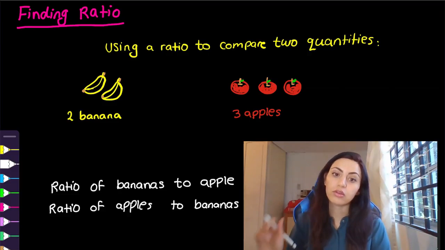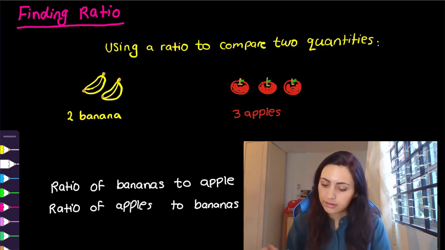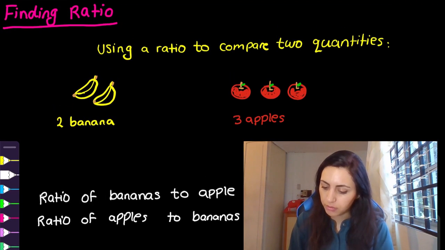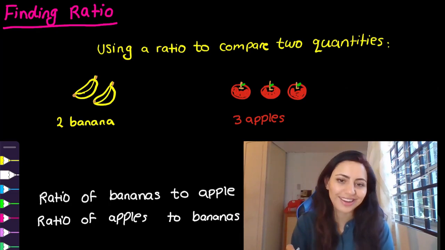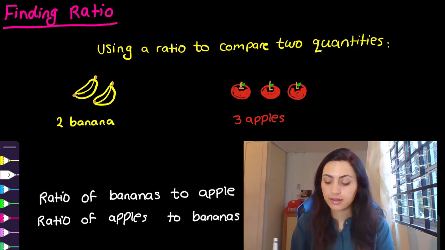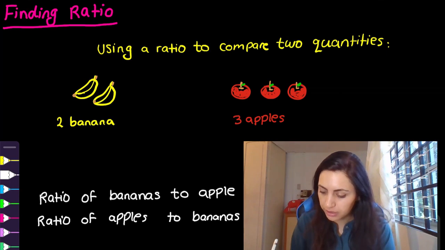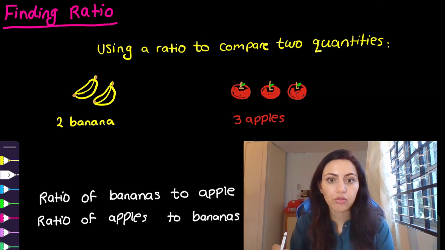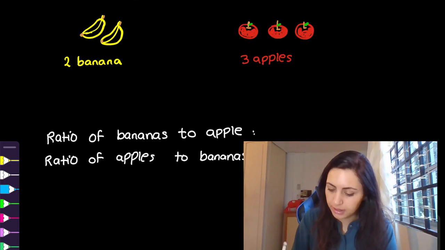We're going to start a new chapter, finding ratio. So, in this chapter, you will talk about ratio, using a ratio to compare two quantities. As you can see in my drawing, I drew 2 bananas and 3 apples. So we have 2 bananas, 3 apples. What is the ratio that you can see? Ratio of banana to apples. How many bananas do you see?